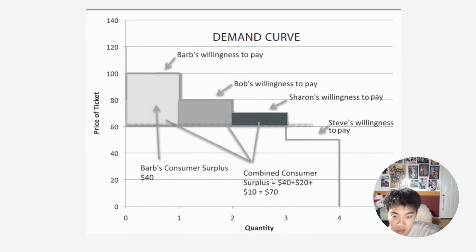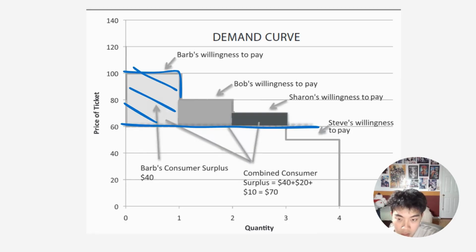So let's look at this graph right here. This line right here is the market price, and this is the consumer's willingness to pay. The region above the market price and below the consumer's willingness to pay is called the consumer surplus.